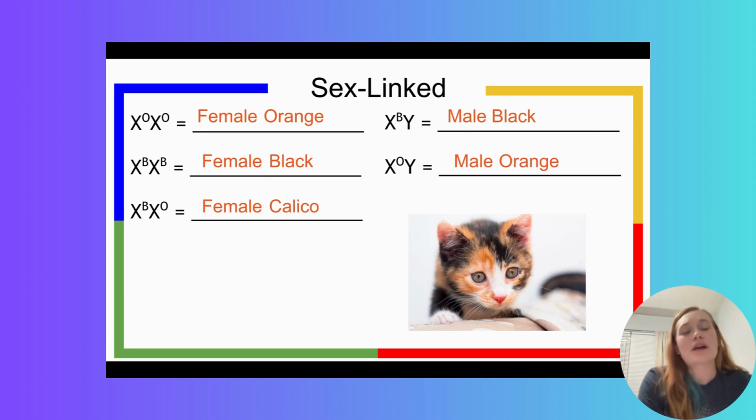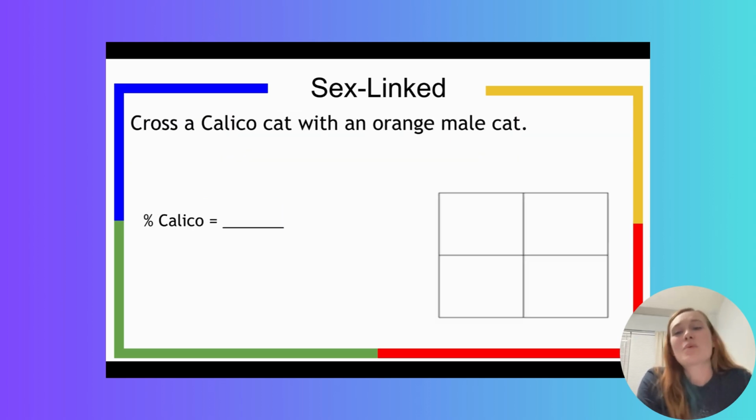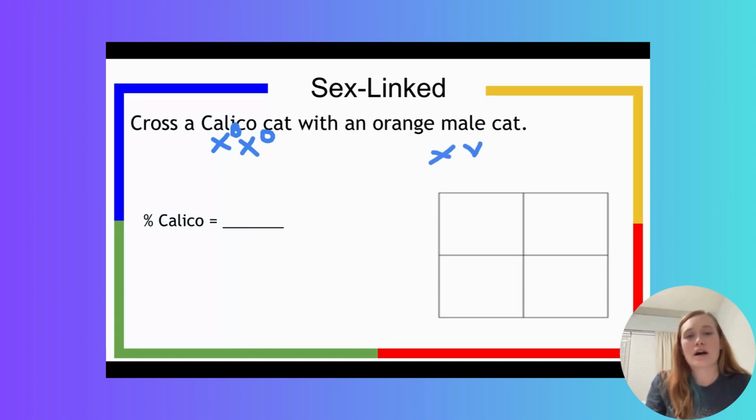So males usually are not calico cats because in order to be a calico, you have to have two X's. So the only way a male cat can be calico is he has to be XXY, which is Klinefelter syndrome. All right, so we need to cross a calico cat with an orange male cat. So a calico cat, we've got our XX for female. Calico, she has black fur and orange fur. And our orange male cat, he is XY because he is male and he's orange, so he has the O on his X. And we leave that Y alone.